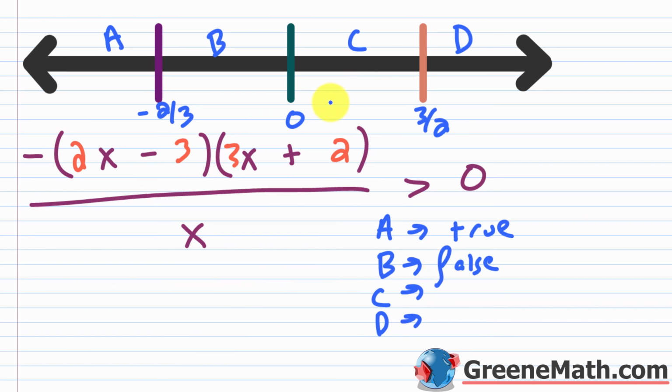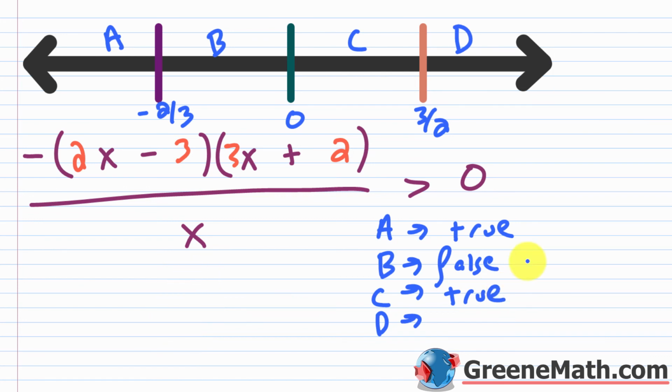Then for C, you could pick 1. So we'd have the negative of 2 times 1 is 2, then minus 3 is negative 1. Then over here, 3 times 1 is 3, then plus 2 is 5. So basically, you get positive 5. And this is over your 1 here. So this is 5 over 1 is greater than 0, or positive is greater than 0. So this is going to be true either way you think about it.